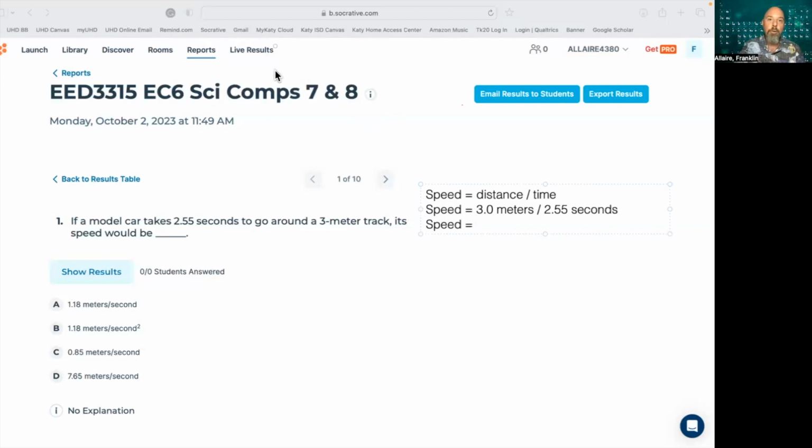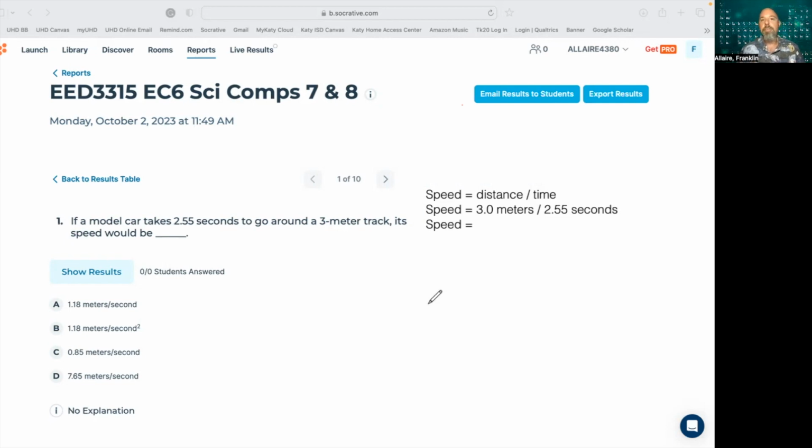But wait, before we do the math, I want to talk about some test-taking strategies here because you don't even really have to do the math in order to figure out this problem. You just have to think about how it's set up. So 3 divided by 2.55.